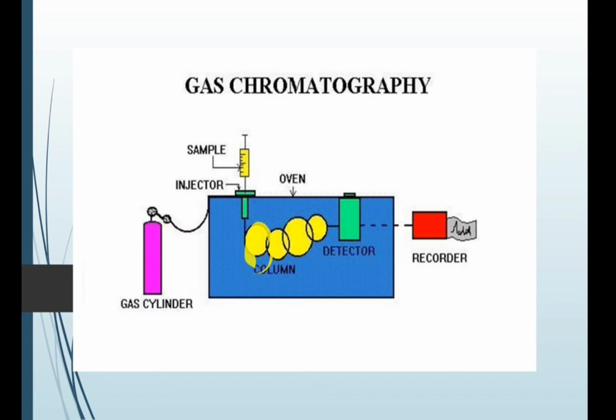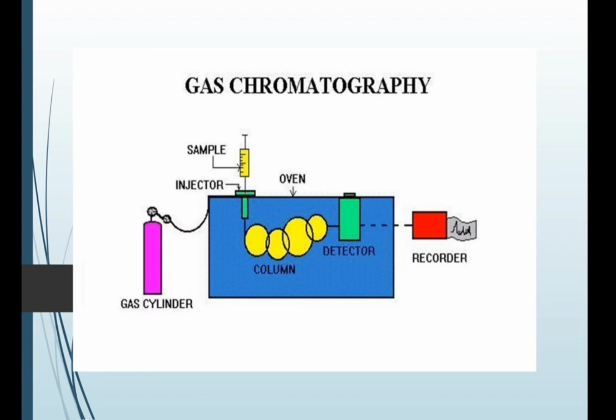So the sample will move through this spiral column. It then lastly enters the detector. In gas chromatography, compounds get separated according to boiling point. So firstly, the low boiling point compound will come to the detector, and then the higher boiling point compound will come to the detector. According to that, the retention time of the sample will be different. The low boiling point compound comes first to the detector, so its retention time will be shorter, and when the higher boiling point compounds come to the detector, it requires more time, that is, the retention time is more.